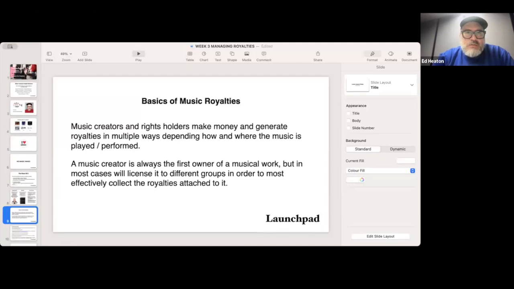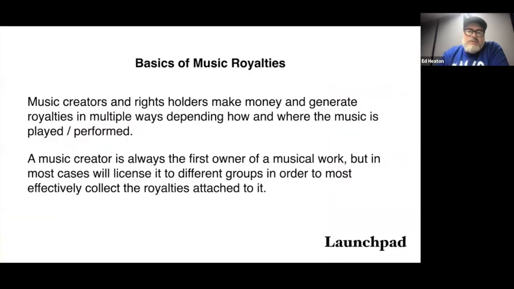So the basics of music royalties. Music creators and rights holders make money and generate royalties in multiple ways, depending on how and where their music is played and performed. And ultimately, it's about music getting used. That's what and how, and by having the right mechanism in place, when it's used, you get paid.